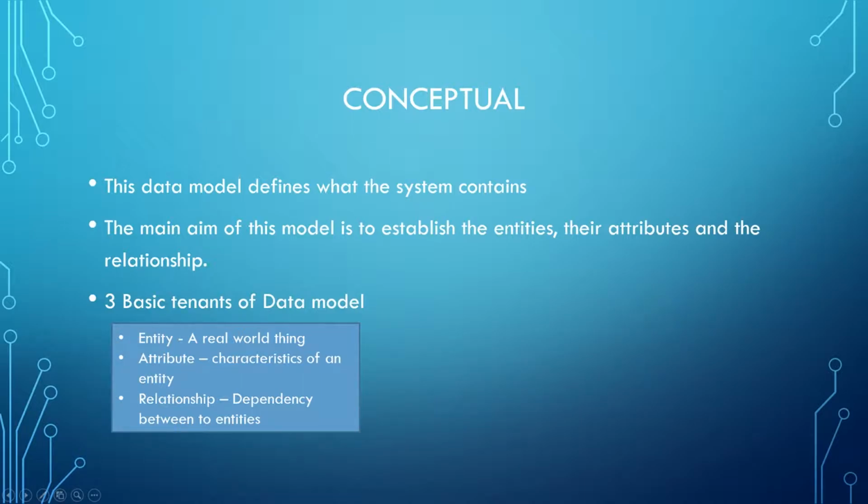There are three basic tenets of data models, that is entity, attribute, and relationship. Entity is a real world thing, for example human and object, and attribute is the characteristic of an entity, and the last is relationship. Relationship is the dependency between two entities.